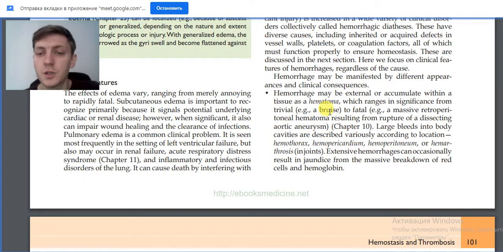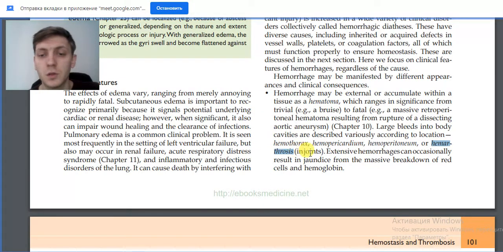Hemorrhage might also be present inside the body cavities. Inside the thoracic cavity, it's named hemothorax. Inside the pericardial cavity, it's known as hemopericardium. Inside the peritoneal cavity, it's hemoperitoneum. And inside the joints, it's named hemarthrosis. So you understand the formation of these words: hem is blood, and arthrosis refers to the joint cavity.